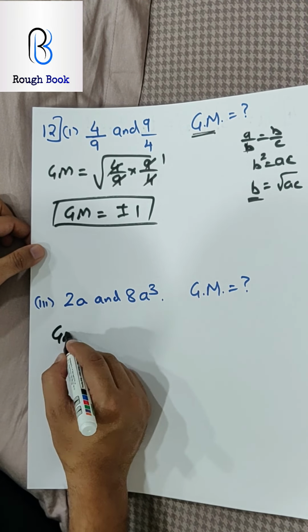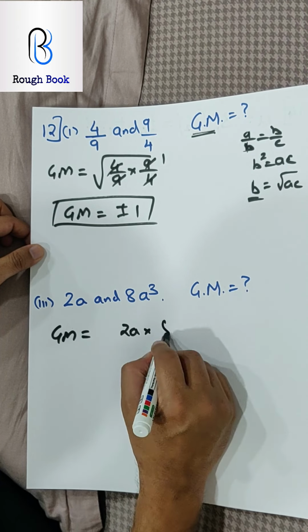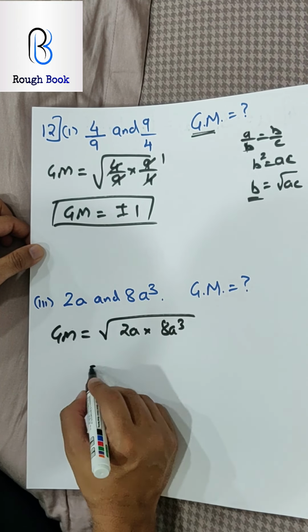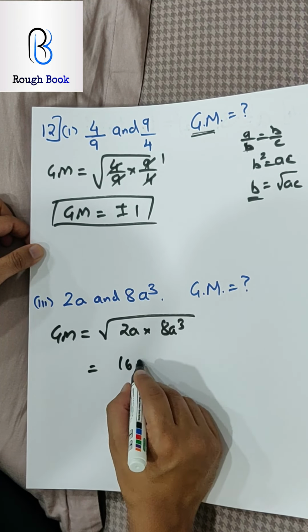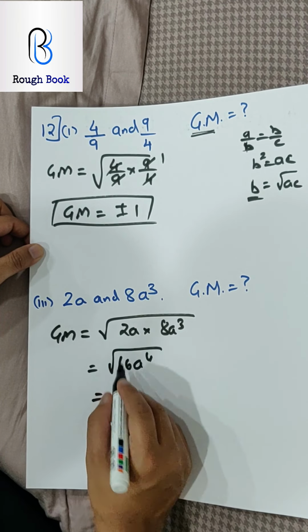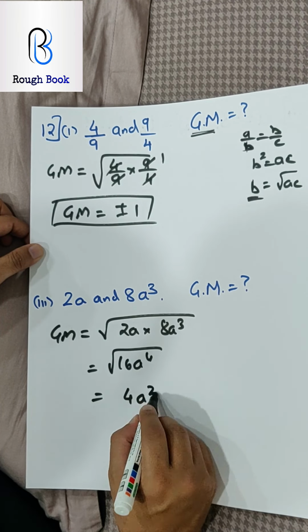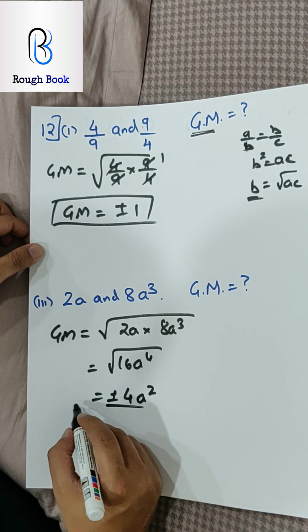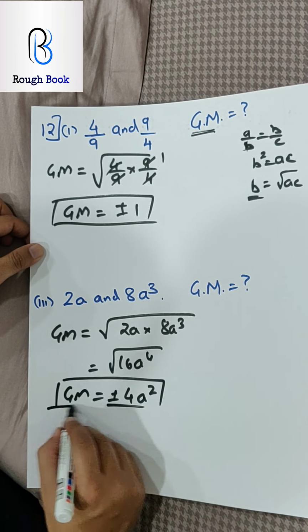Likewise, can you get me the geometric mean for this? 2a into 8a cube under the root. So 8 2s are 16 and a raised to 4. So root of this is 4 and a square. You can write plus or minus. That becomes the geometric mean.